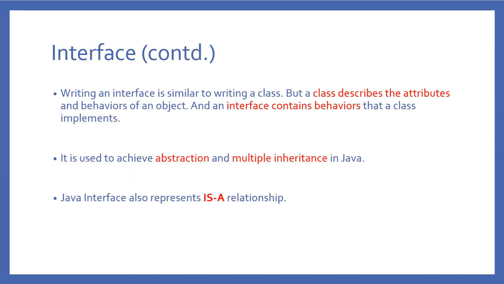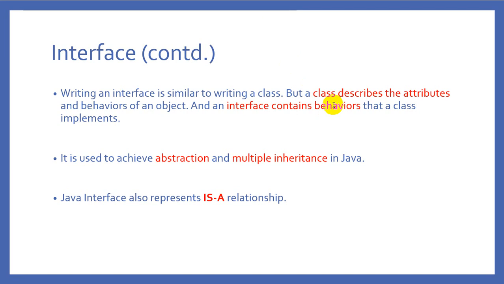Okay, let's continue. Writing an interface is similar to writing a class as far as the syntax is concerned, but a class describes the attributes and the behaviors of the object, and an interface contains the behaviors that a class implements. So there is a difference between the class and the interface. A class is composed of two components, data members and member functions, whereas interfaces only contain the behaviors or functions.